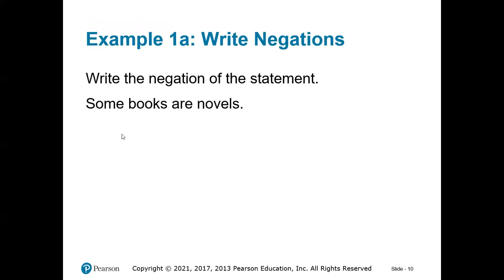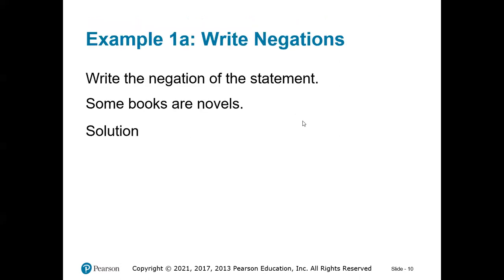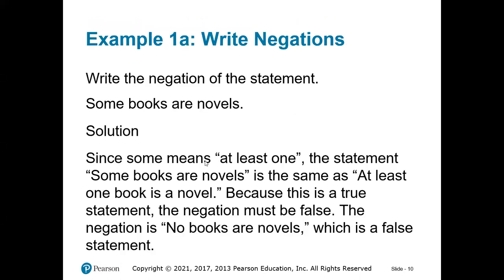Okay, here's an example. Write the negation of the statement: some books are novels. Here we have the quantifier some. If you negate that, it becomes none of the books are novels. As you can see in the solution, since some means at least one, the statement "some books are novels" is the same as "at least one book is a novel." Because this is a true statement, the negation must be false. The negation is "no books are novels," which is a false statement.